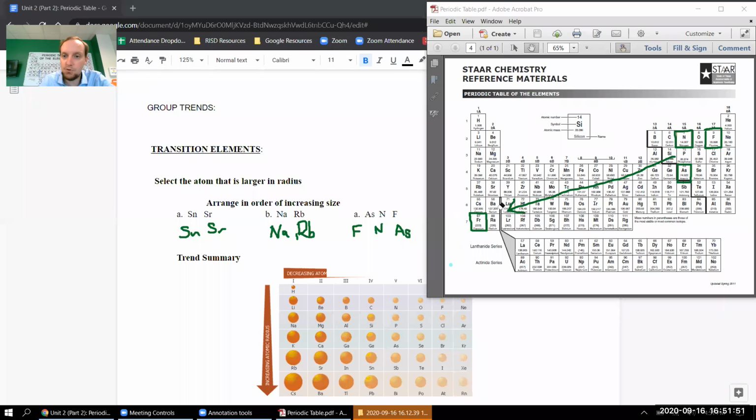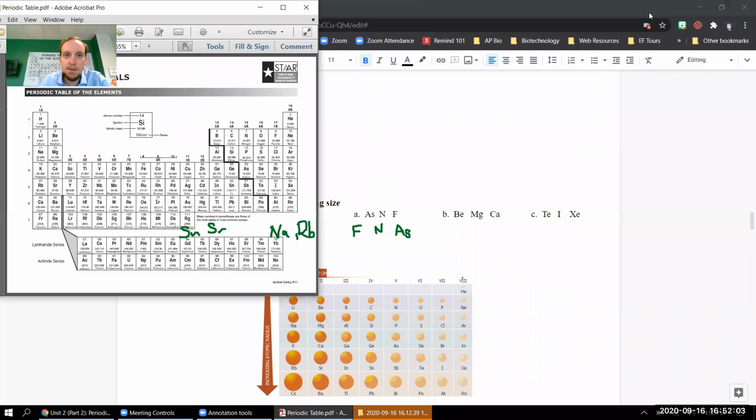Okay, let me clear this out real quick so I could then move the periodic table so we can see the other side. All right, moving this over here. Sorry, that's a little bit funny looking, but oh well.